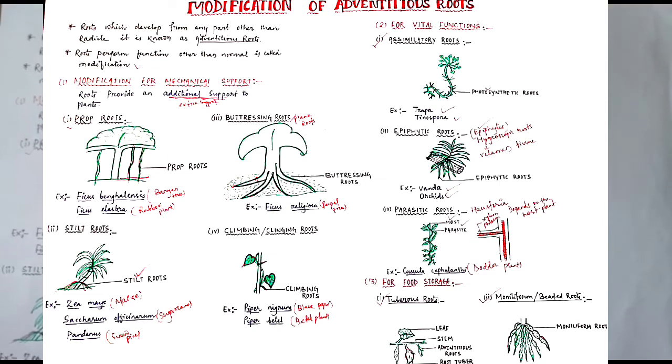Please take a screenshot of this slide, and the PDF of all my slides will be available at the end of the unit. In this video, we discussed the modification of the adventitious roots. These adventitious roots provide mechanical strength, are assimilatory in function, and also help in storage of food and other vital functions. In the next video, we will go for the morphology of stem.